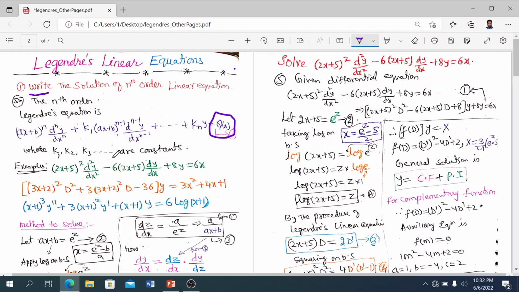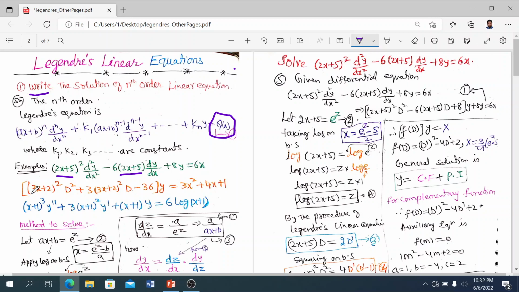For example, this is a form of polynomial: (2x+5)^2 d^2y/dx^2 - 6(2x+5) dy/dx + 8y = 6x. See here, this 2x+5 and here also 2x+5. So this is a Legendre's linear differential equation.